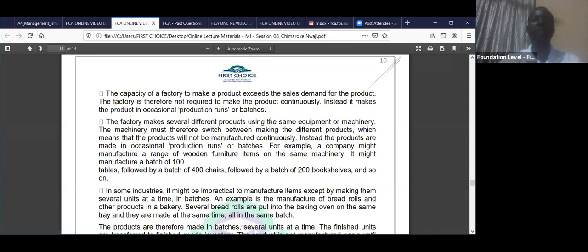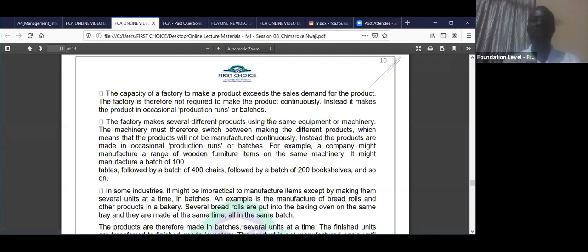Now, the factory makes several different products using the same equipment or machinery. The machinery must therefore switch between making the different products, which means the products will not be manufactured continuously. The opposite of batch production is continuous production. Continuous production can be achieved when you are doing just one type of product going through the machine.